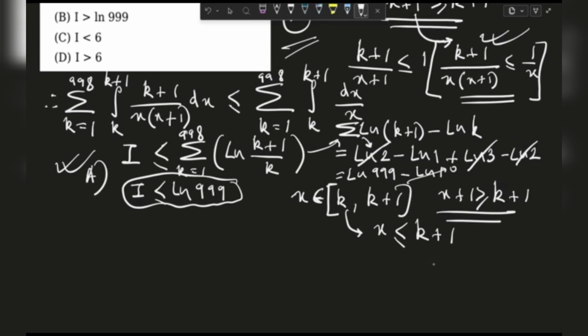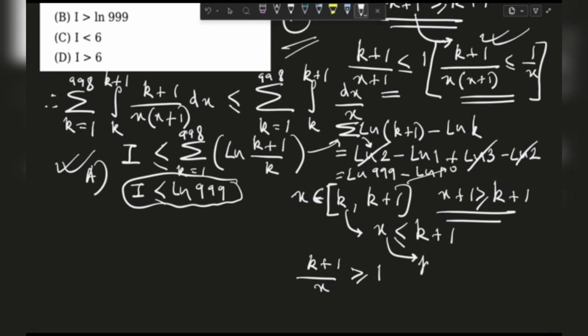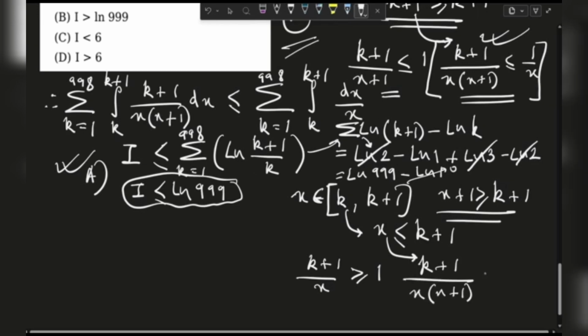So now what we will do is the same thing like what we did here. I will take x to the denominator, so k plus 1 by x is greater than or equal to 1. And in the next step we multiply 1 by x plus 1 to both sides. So k plus 1 whole divided by x into x plus 1 is greater than or equal to 1 by x plus 1. So this time the integral is a bit different.